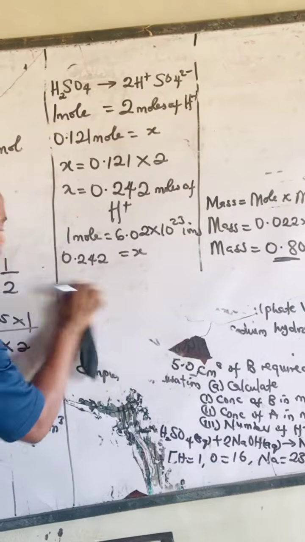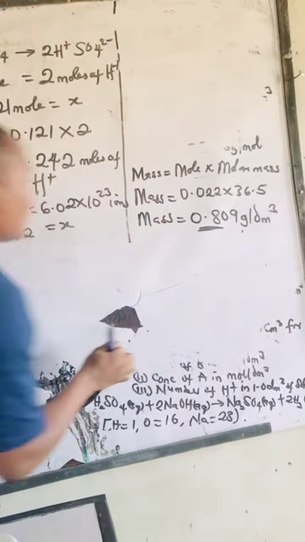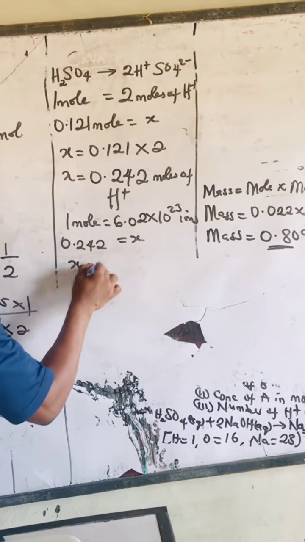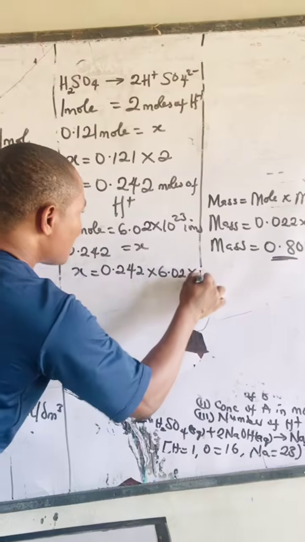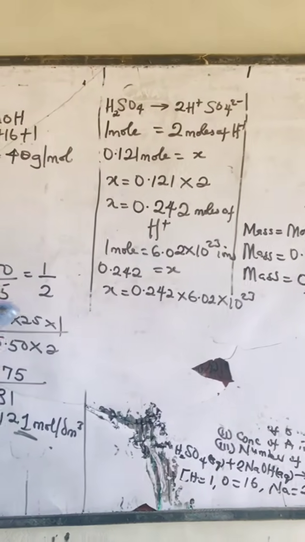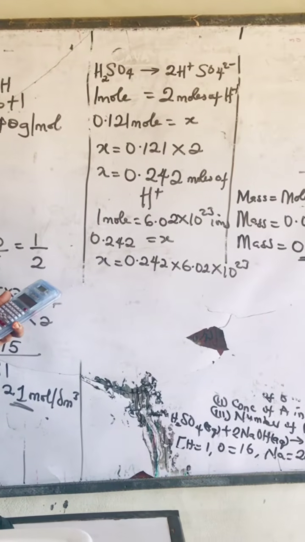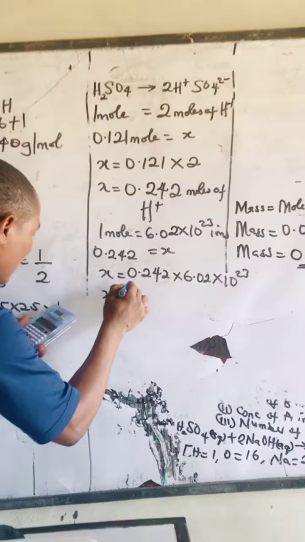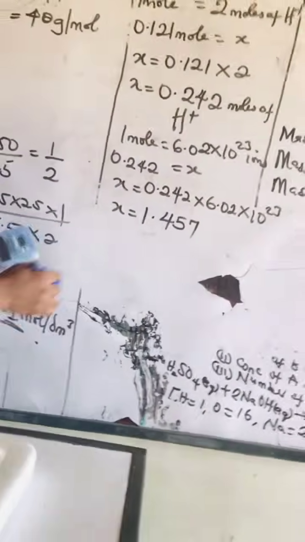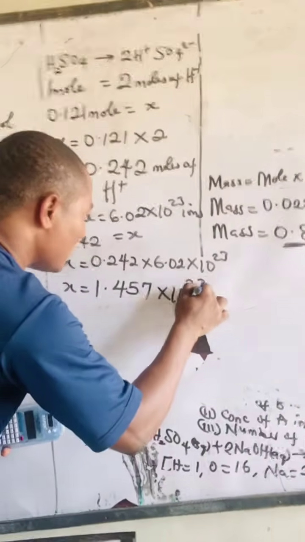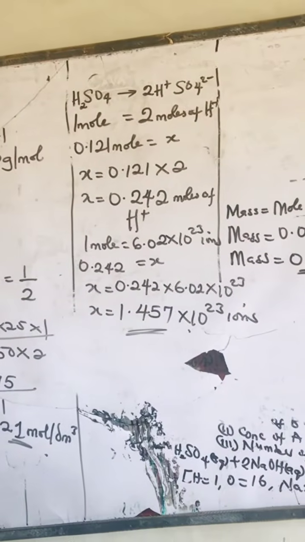Just take your time, practice it, and I'm telling you, you'll be going to the exam with a whole lot of confidence. You don't need to panic. So we have X now will be 0.242 times 6.02 times 10 raised to the power 23. So we have X equals 1.457 approximately times 10 raised to the power 23 ions. And that is the answer to those questions.